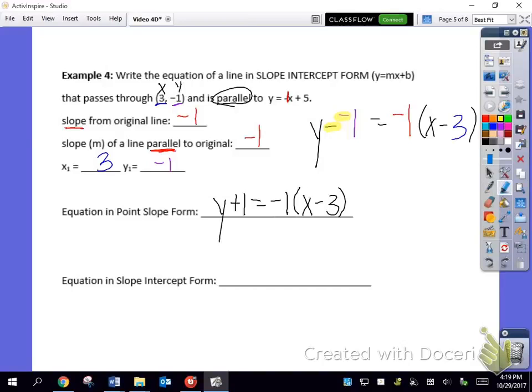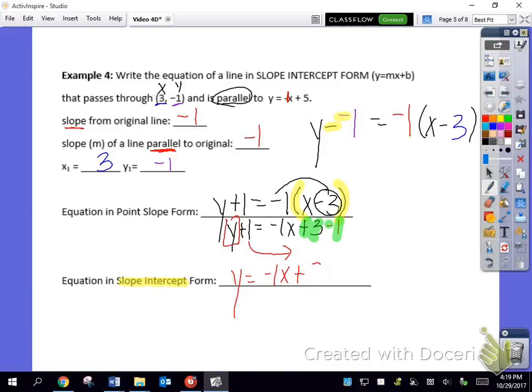Now to go to slope intercept form, I need to get rid of the parentheses, okay? So you've got y plus 1 equals negative 1x, and negative times a negative is a positive 3. Now I need to solve for y, so I need to move positive 1 to the other side, becomes a negative 1. So y equals negative 1x, and then you've got 3 minus 1, and 3 minus 1 is a positive 2. That's your answer.